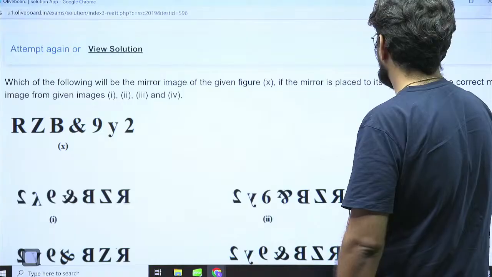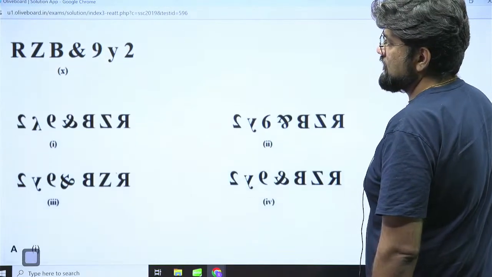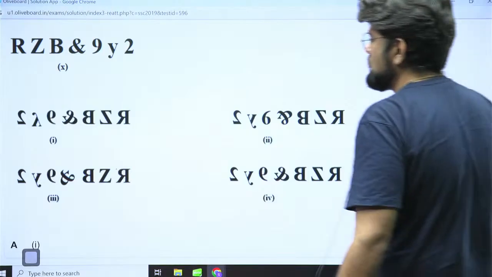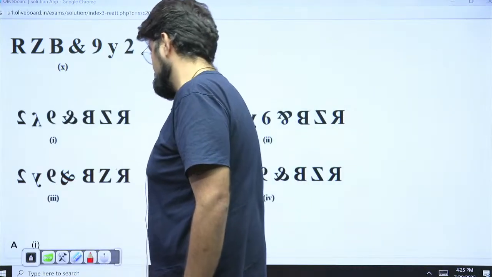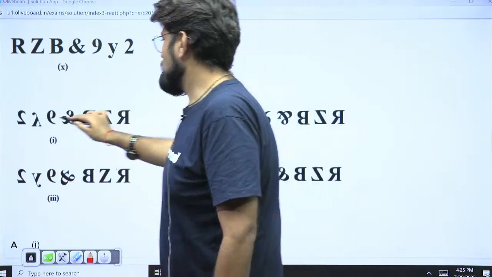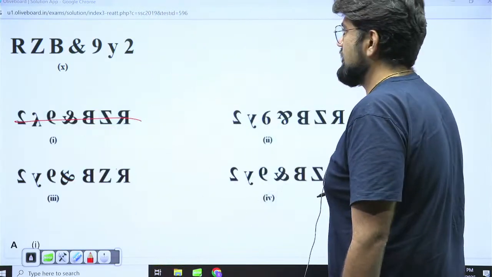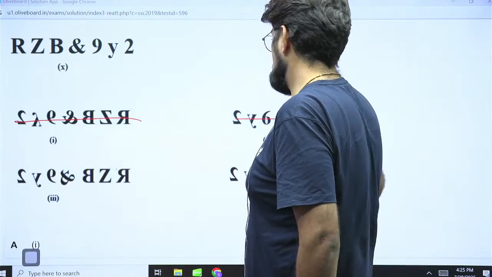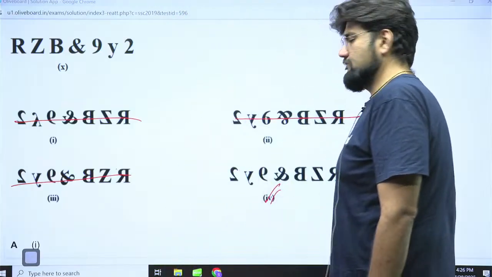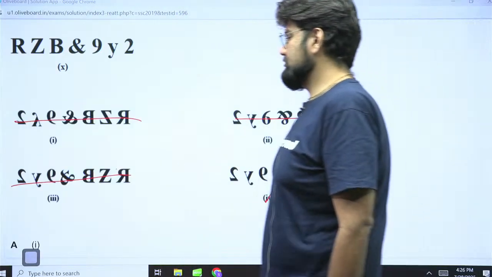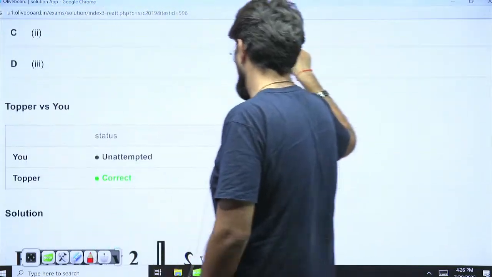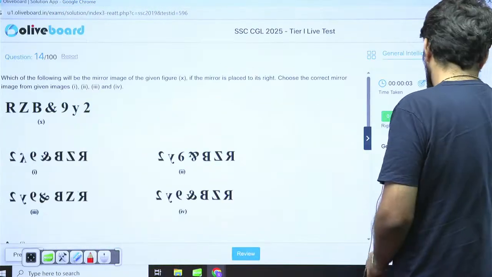Mirror image. Mirror is placed to the right, okay? So if we start observing, so 2 will flip, flipping here. Y will flip, this is not possible. The 3 flips are the same. 9 will flip, this is not possible. Ampersand will flip, this is not possible. Pretty easy. Figure 4 is the correct answer. Okay. Option B. 25 seconds. Good job. Perfect.